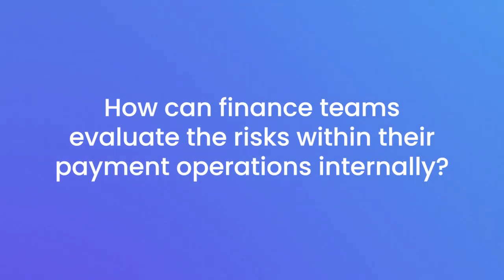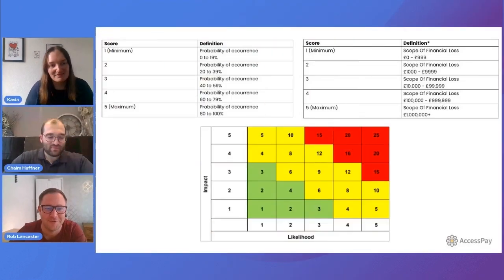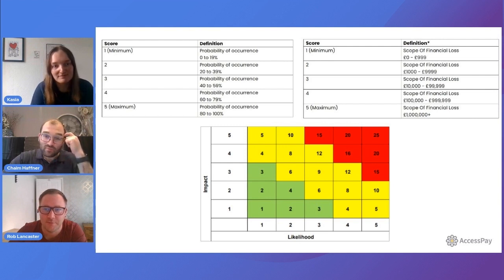I guess looking at the examples that Chaim gave at the start of payments and statements, errors happening, fraud happening, how can finance teams actually go away and evaluate those risks internally? Is there a methodology that they can use? There is, and funnily enough, there's one that we created earlier. So if we could have a quick look at the slides there, please, Kasia. Yeah, perfect. This is the risk matrix.